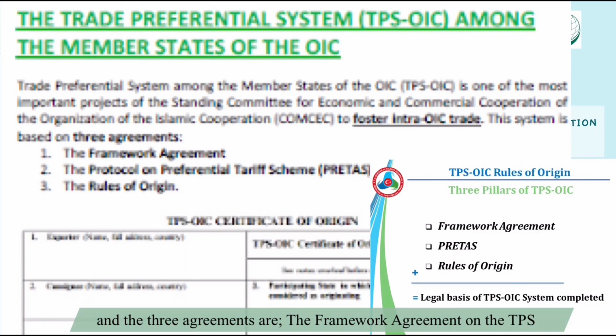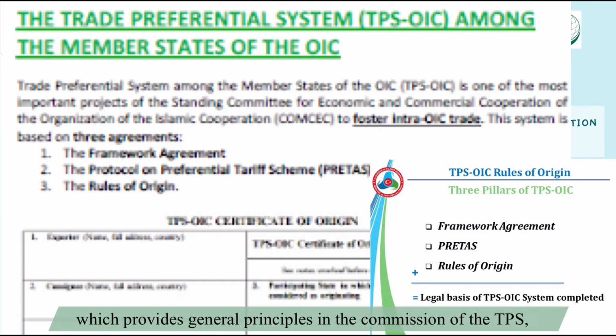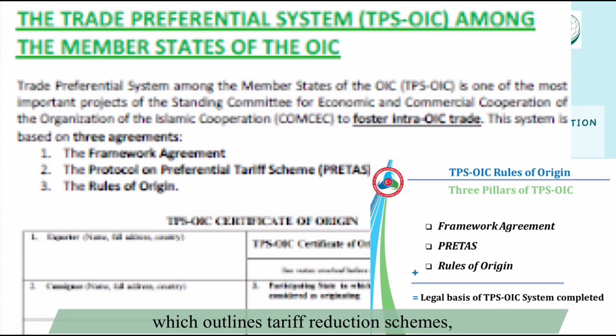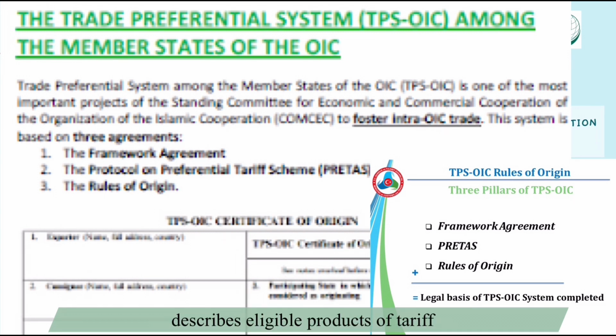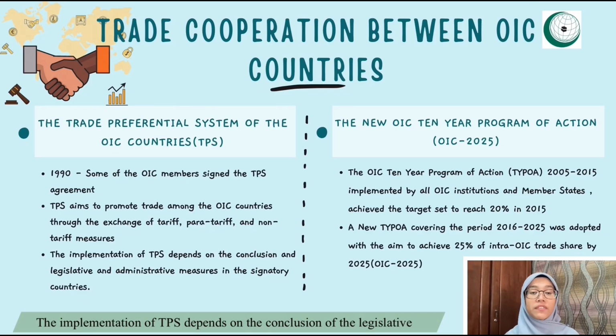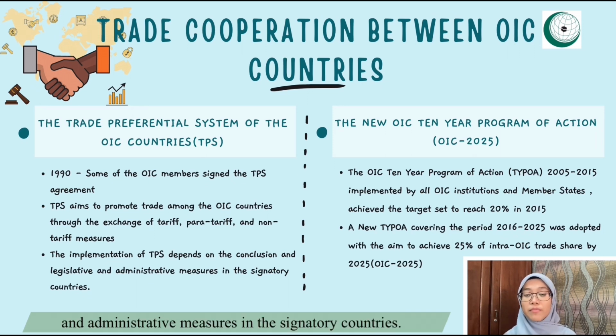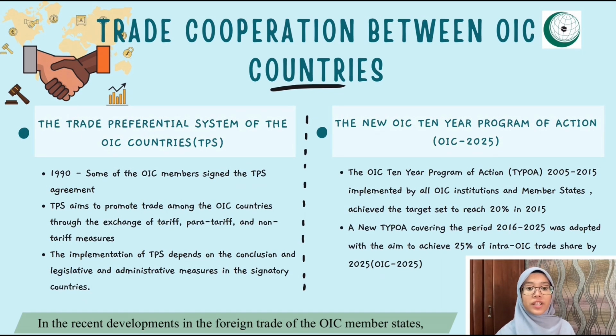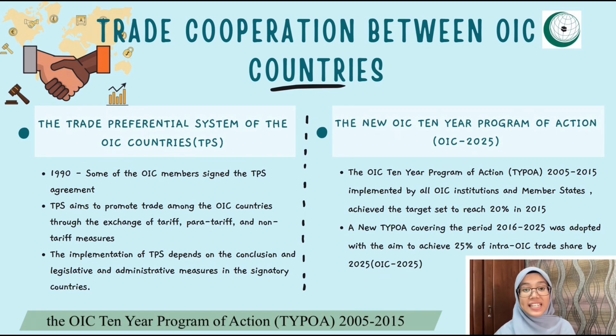The 3 agreements are the Framework Agreement on the TPS, which provides general principles in the formation of the TPS; the Protocol on the Preferential Tariff Scheme for TPS, which outlines tariff reduction schemes; and the TPS Rules of Origin, which describes eligible products for tariff discounts under the agreement. The implementation of the TPS depends on the conclusion of the legislative and administrative measures in the signatory countries.